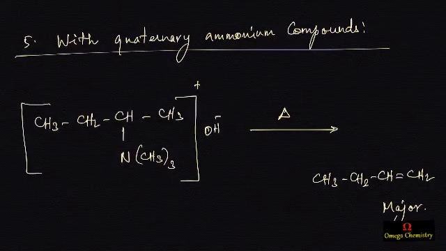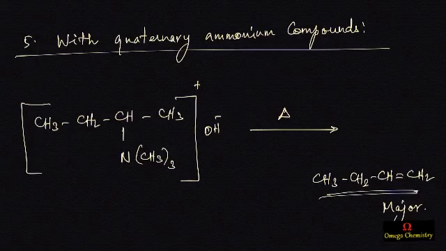Now the fifth situation, whenever a quaternary ammonium compound is subjected to heating, it will always lead to the formation of Hoffman product. An alkene will be formed according to Hoffman's rule. So this is the major product which we will be getting. So guys, we have learnt about the situations in which Hoffman product will be the major product, and it is very important because always competitive examination question paper setters will ask from exclusions and some exceptions.